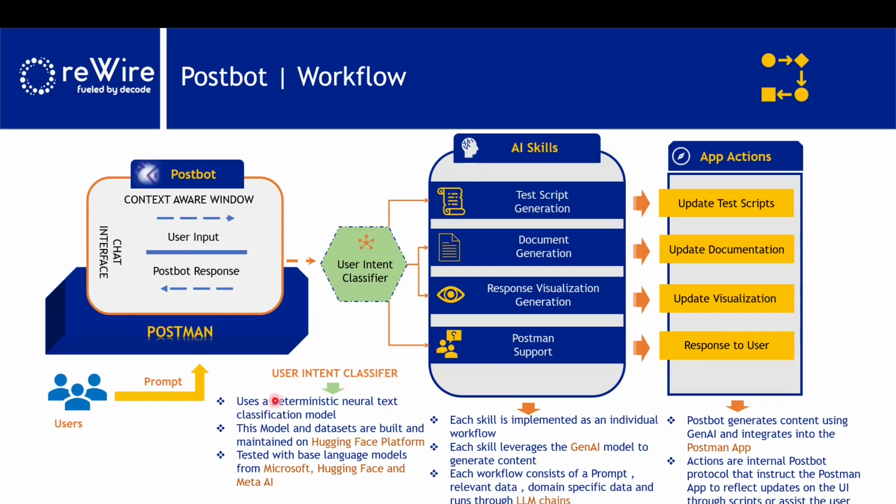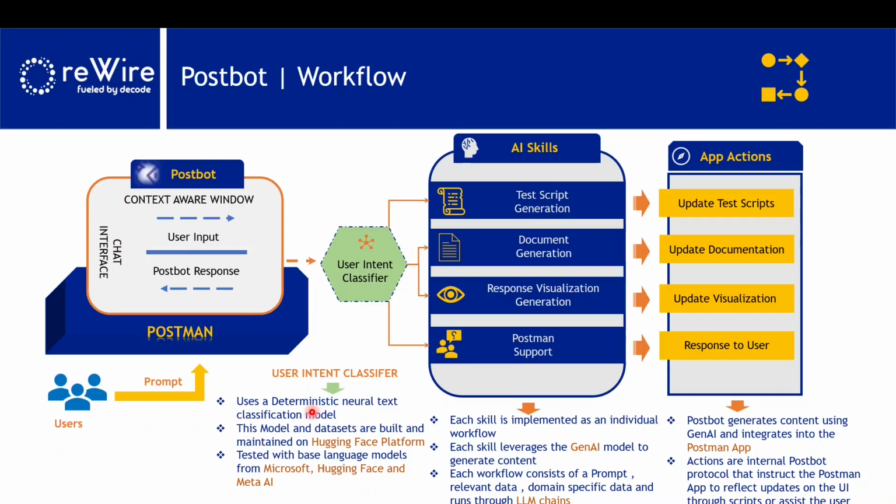Here is what the user intent classifier is. It is a neural text classification model, one of the models in neural networks, and they have leveraged a deterministic neural text classification model. If you know the basics of AI, you will see that AI is the landscape under which you have machine learning, above that you have deep learning, and above that you have neural networks.